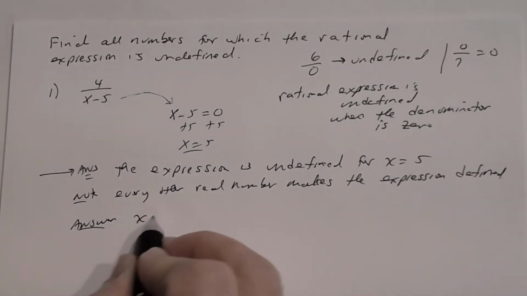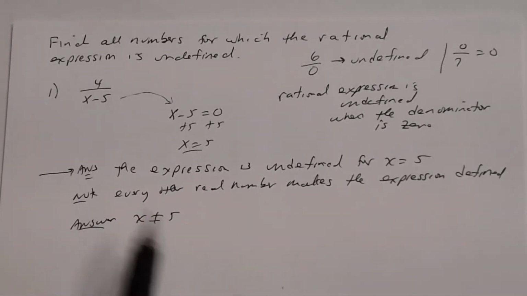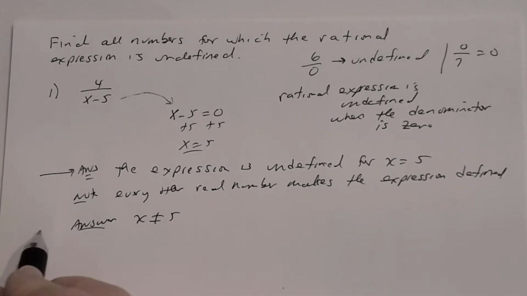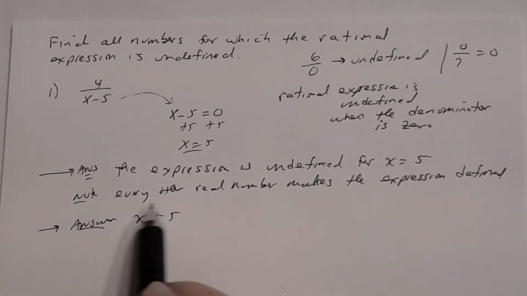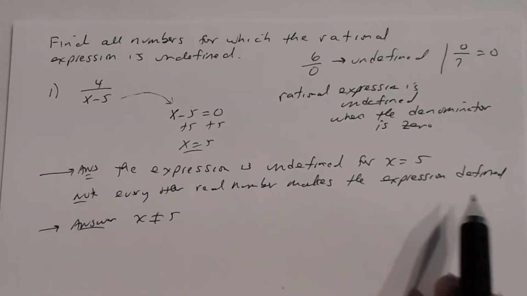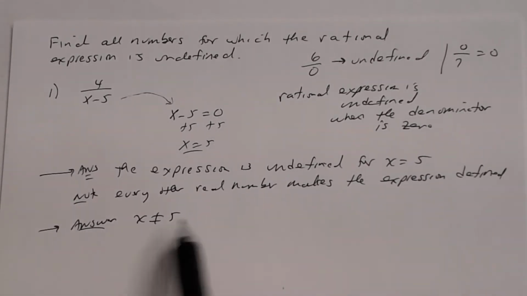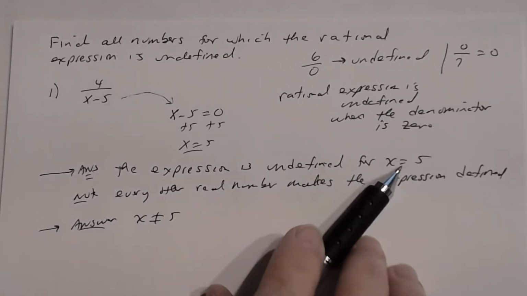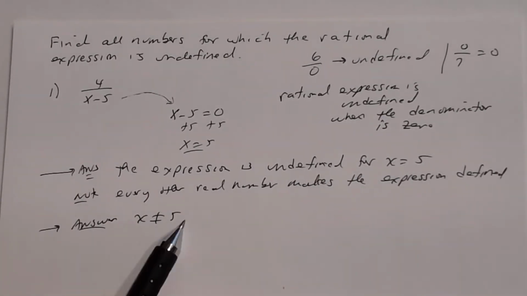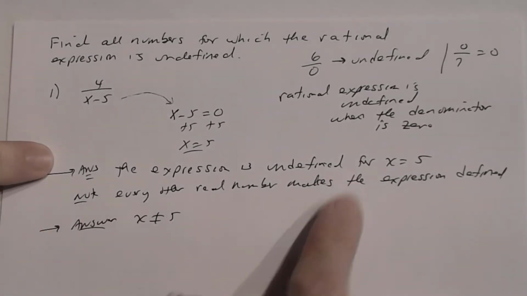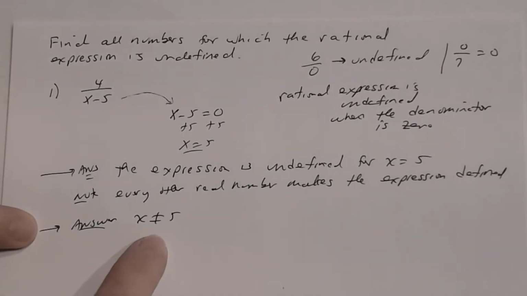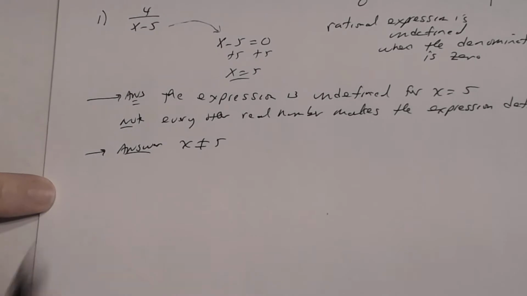So you can say x cannot equal 5. And that's what we said, right? This right here is basically the same thing we said here: every real number makes the expression defined except when x is 5, or you say it is defined, but x cannot equal 5. All right, so there are two ways to write the answer. The expression is undefined for x equal 5, or you can just say x cannot equal 5. Okay? All right, number 2.